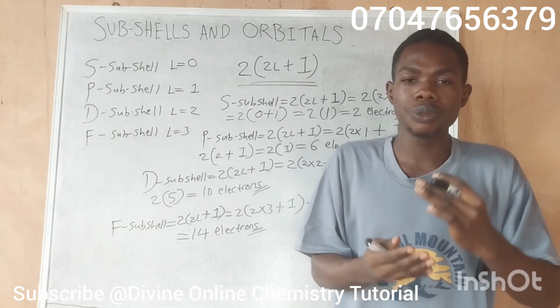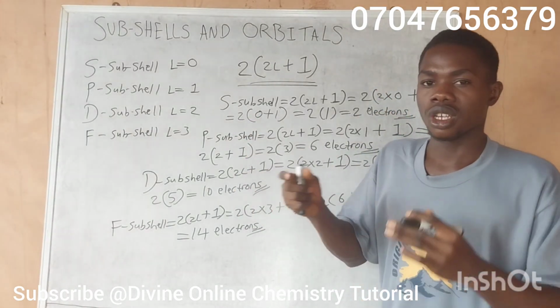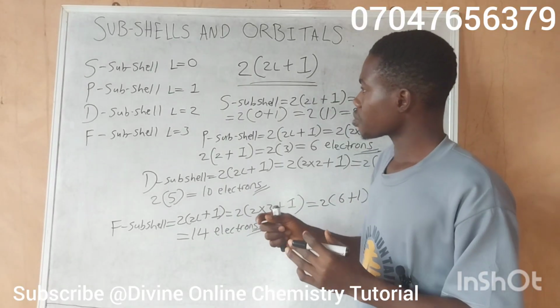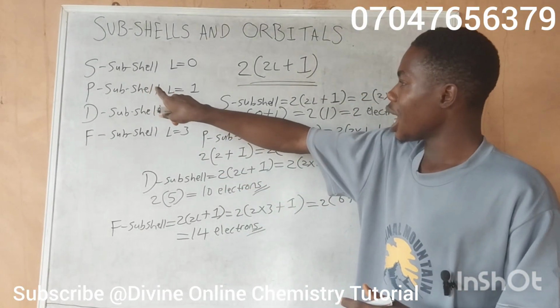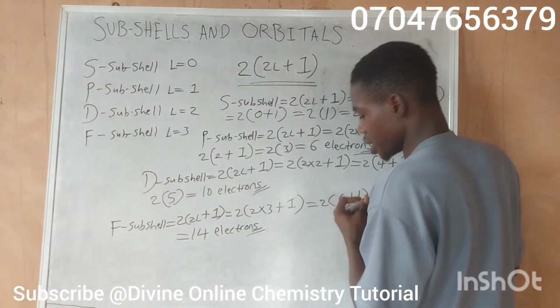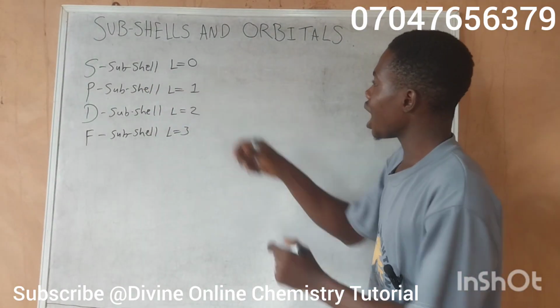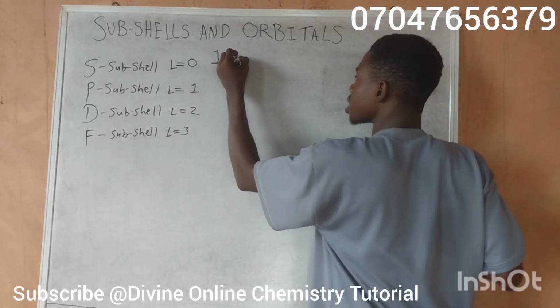So from here, we'll be talking about the number of orbitals in each of the subshells. Now, please take note that the S subshell is the first subshell, and because it's the first subshell, it has one orbital. So please take note, the S subshell has one orbital.